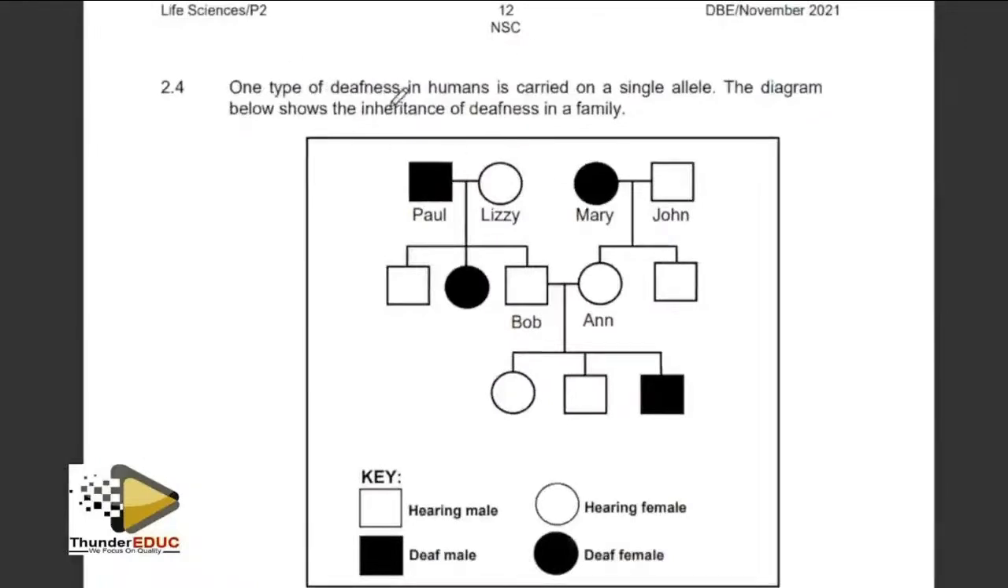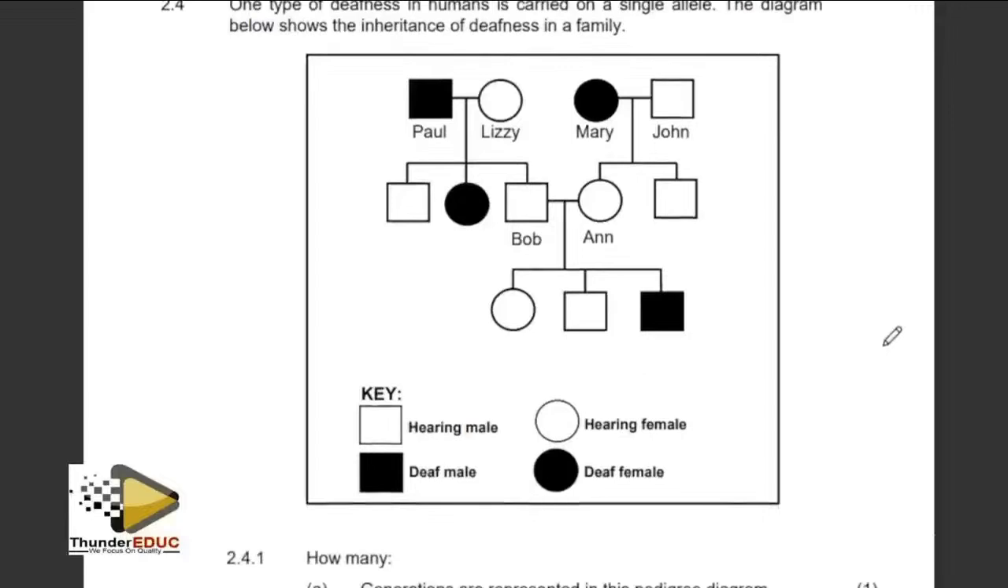One of the deafness disorders in humans is carried on a single allele. The diagram below shows it. They are not talking about sex-linked. However much they talk about Paul, and you know that Paul is a boy, Liz is a girl, Mary is a girl, John is a boy, please don't use X and Y. So if they don't mention it is sex-linked, don't use X and Y. If they mention sex-linked, then you talk about X and Y.